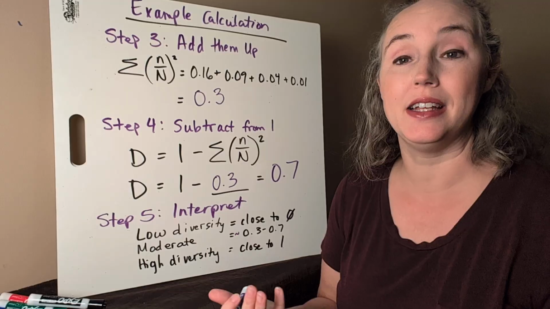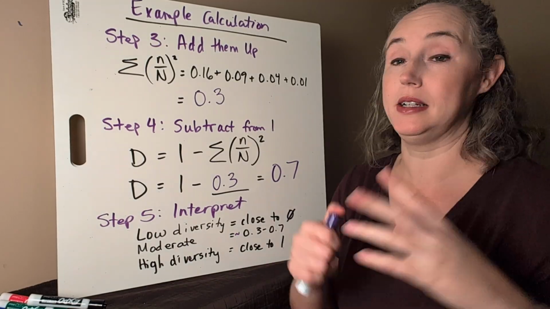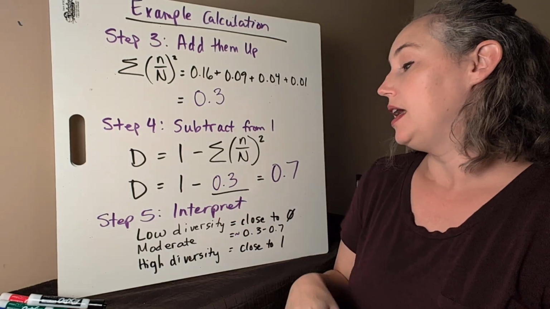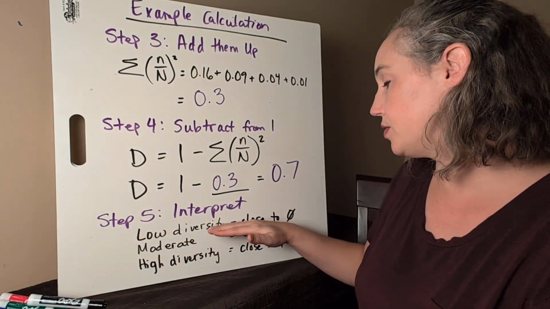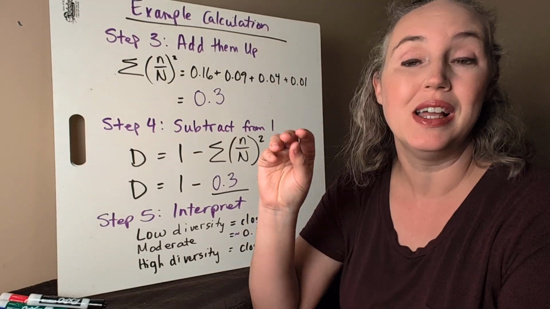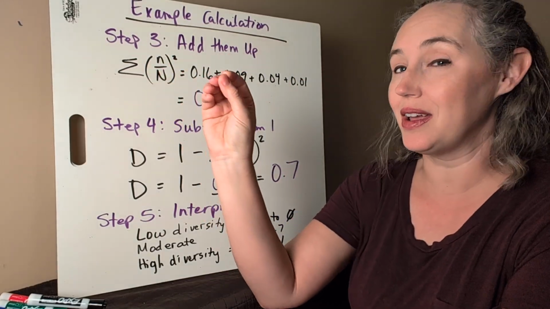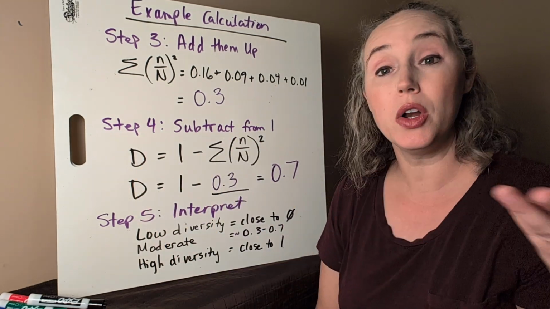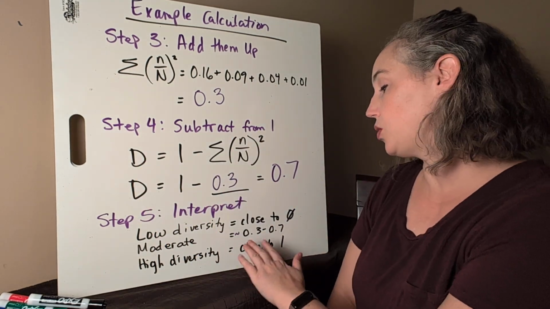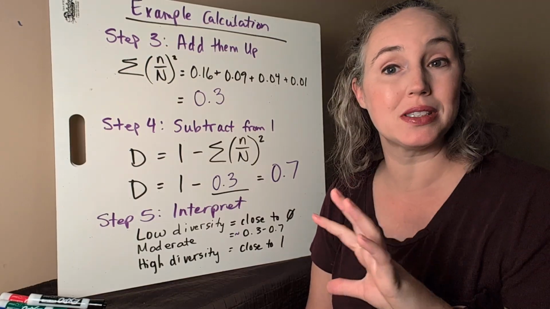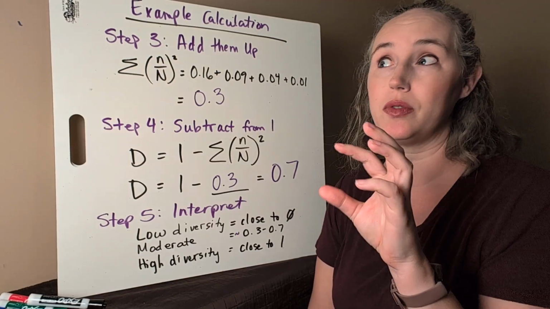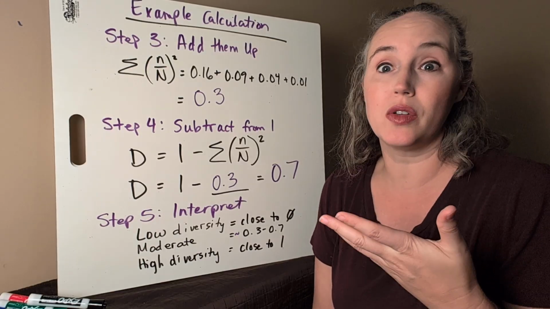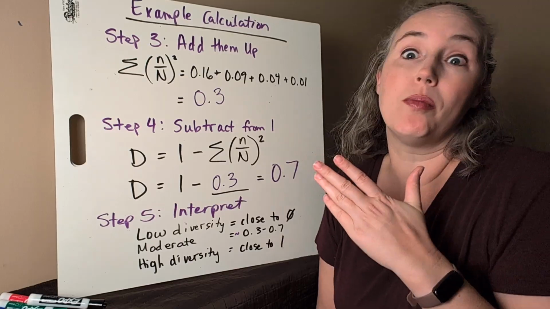So step 5, interpret. Our diversity index is 0.7. So what does that mean? If we recall, a low biodiversity is going to be close to 0. So between like 0 and 0.3 or 0 and 0.4, that's going to be low. Moderate biodiversity is going to be between, some people say 0.3 to 0.7. Some people say from 0.4 to 0.6, that would be moderate biodiversity. We're at 0.7, so that's like on the high end of moderate.